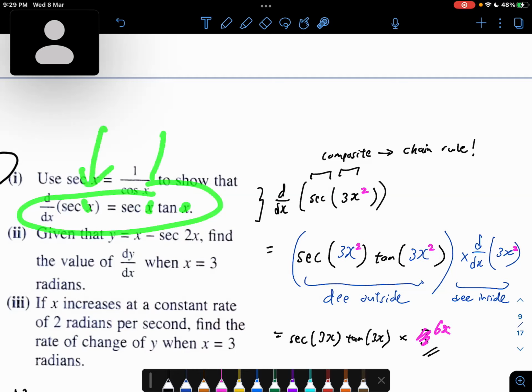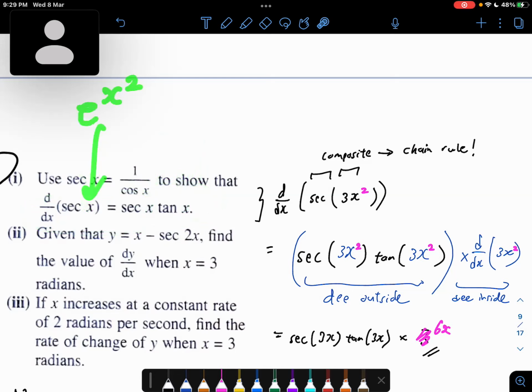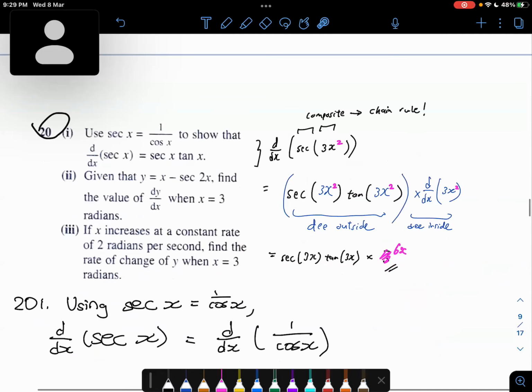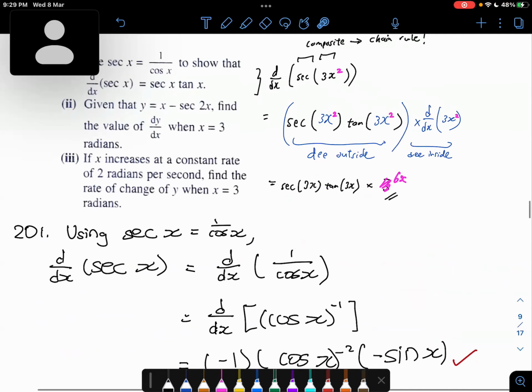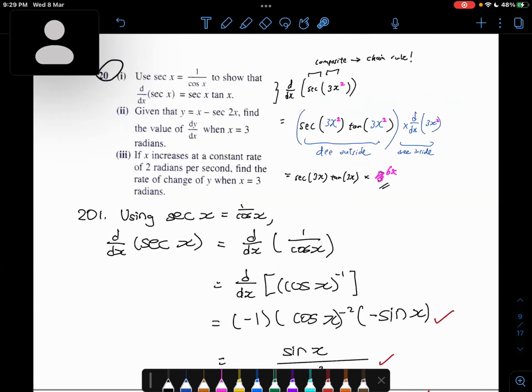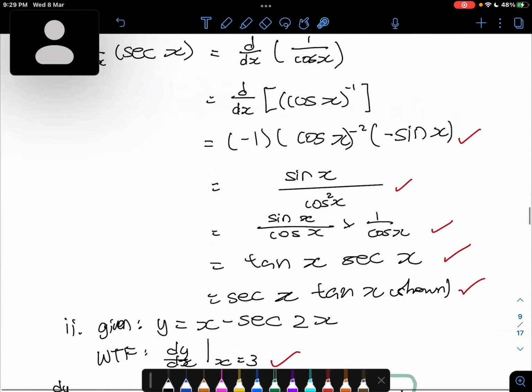X can always be replaced with other functions. You can even have e power x squared inside. You can also proceed with the differentiation. Just copy and paste e power x squared, then differentiate e power x squared. I'll leave you to think about it. It can be anything. So that's the purpose of this question. When they change it into a 2x, just replace it with 2x, and differentiate 2x using chain rule. You don't need to redo the entire thing.